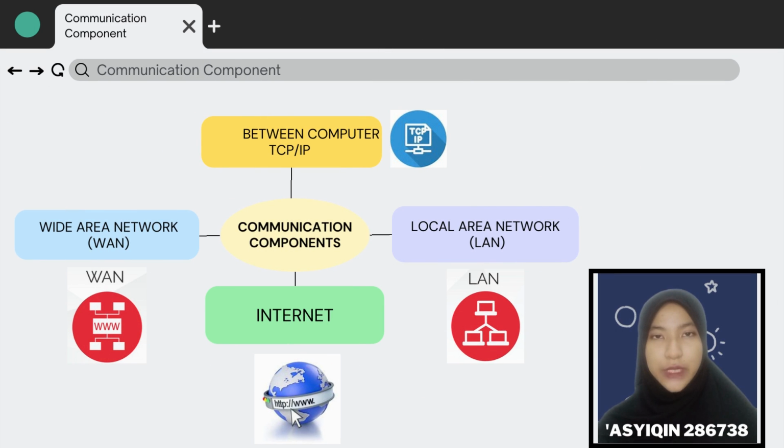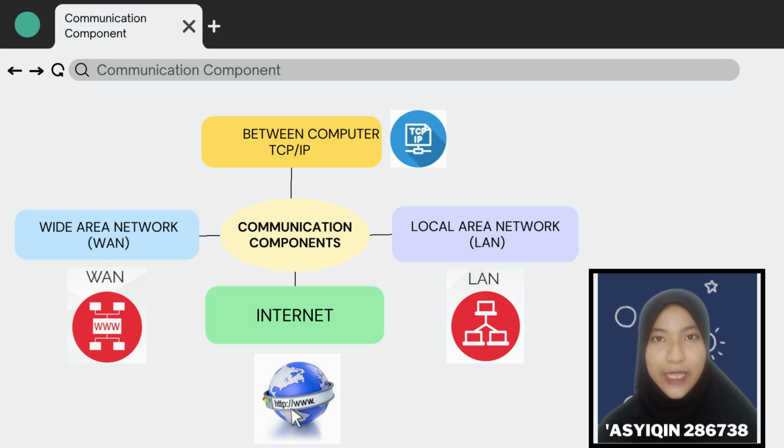Communication components, we have TCP or IP. Transmission Control Protocol (TCP) and Internet Protocol (IP) are the name of the language that computers are using. These two protocols define how computers and other devices connect to the internet and how they can transfer the data and information among them.